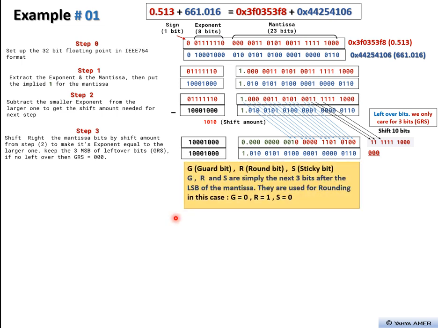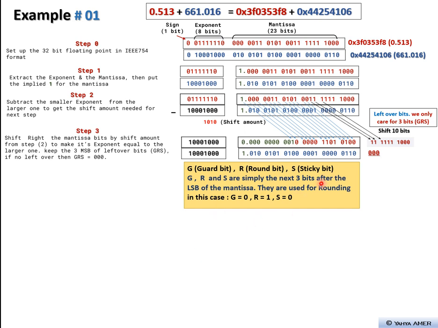Okay, now what are the GRS? First, G stands for guard bit, R stands for round bit, S stands for sticky bit. The G, R and S are simply the next 3 bits after the least significant bit of the mantissa. They are used mainly for rounding, which we're going to see by the end of this example.